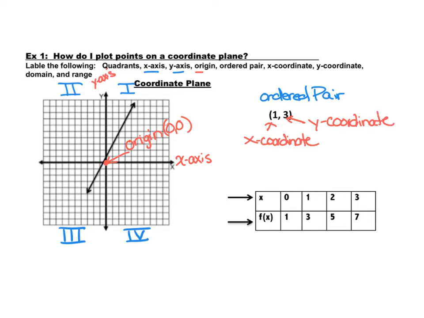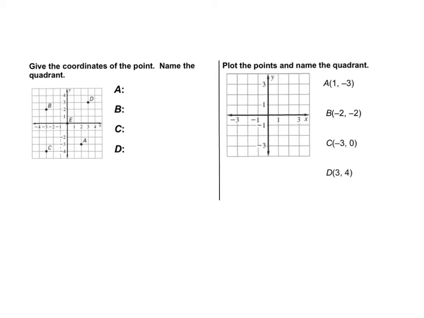All right. And then the domain and the range. Well, our domain is all of our inputs or our x values, and our range is all of our outputs or our y values. So here's our domain, and this is our range. All right, so give the coordinates of the point and name the quadrant.